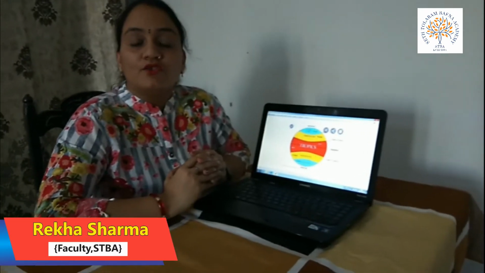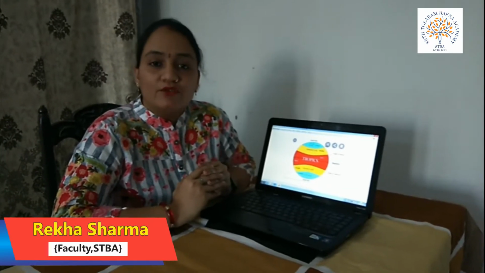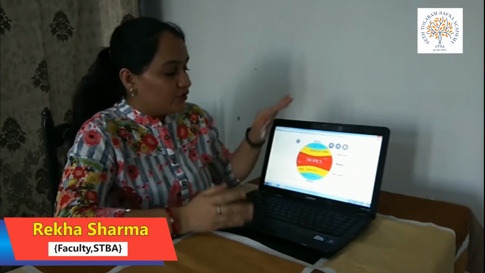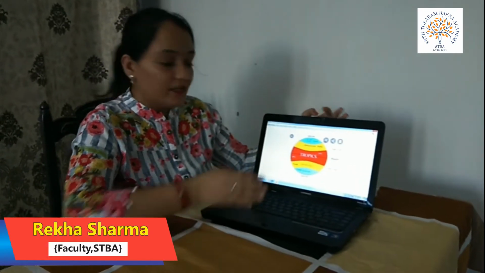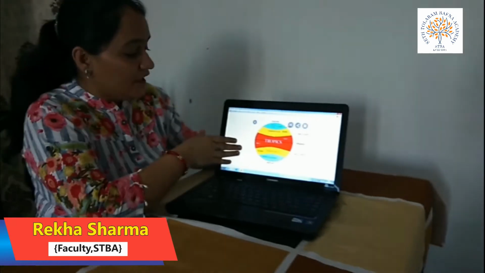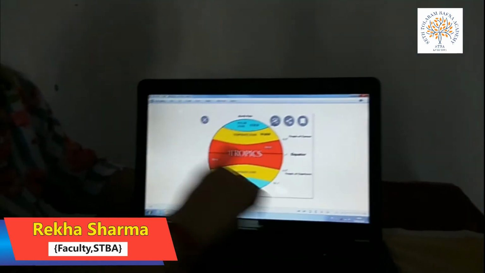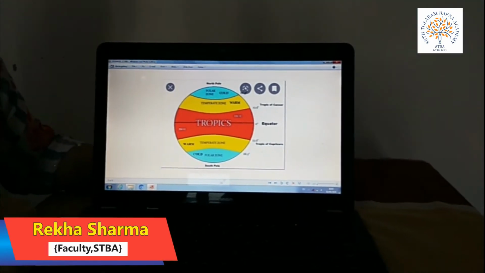Dear students, to understand the different climatic regions of the earth, or to study the different climatic or atmospheric conditions on the earth, we need to first study the different heat zones on the earth. There are three classifications of the heat zones on the earth, as you can see in this picture. The first is the tropics, also known as the torrid zone.